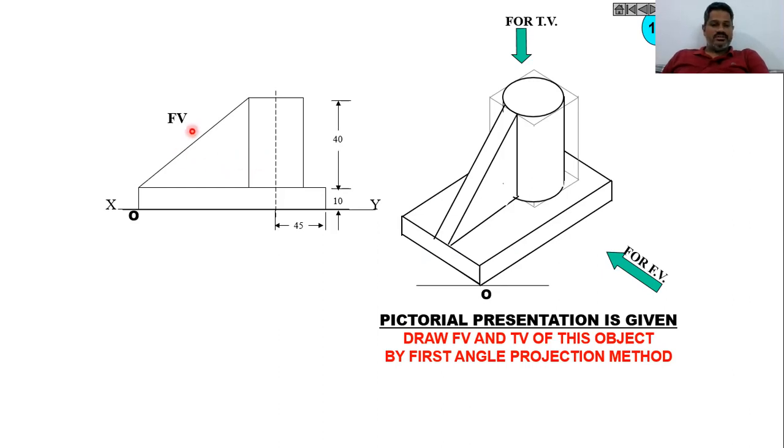By looking into the front view of this three-dimensional component, we can say that the height of this cylindrical shape is 40 and the height of this rectangular block is 10. Then the cylindrical block is located 45 from the right side of the block like this. These are all the dimensions we require, and also we require the length also. So this will be given in the next views.